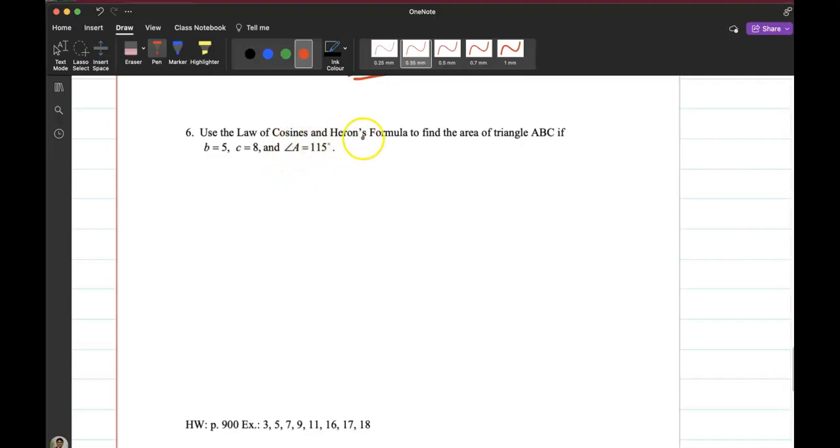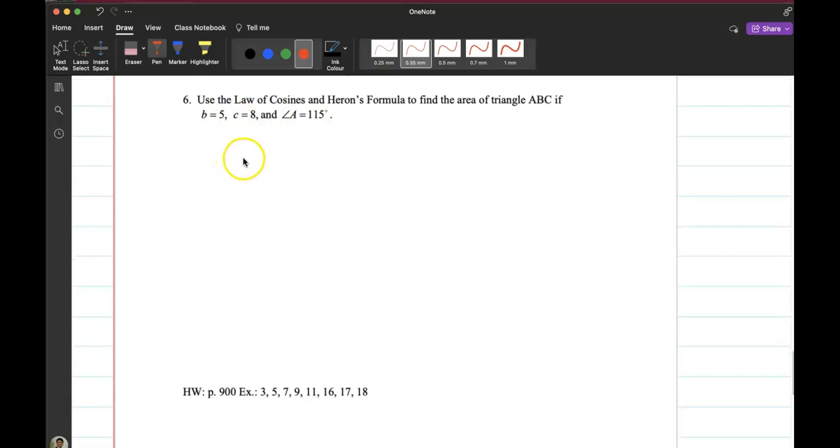Use the law of cosines and Heron's formula to find the area of triangle ABC if B is given, C is given, and the angle A is given. For completion of this, I won't write all the steps. First you have to use your cosine rule, and you can get A squared is equal to 25 plus 64 minus 2 into 5 into 8, into cos of the angle between them, cos 115. Why is there a square root? Because it's A squared. Oh. So I can directly type this in. And 11.08. Use most significant figures in the middle of a sum.